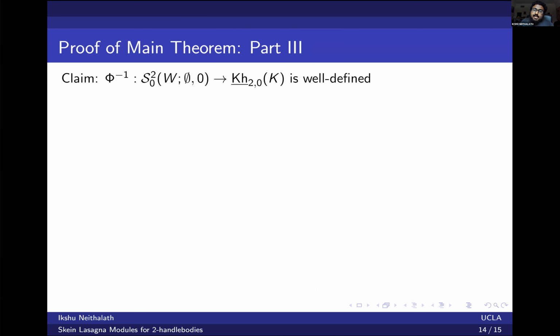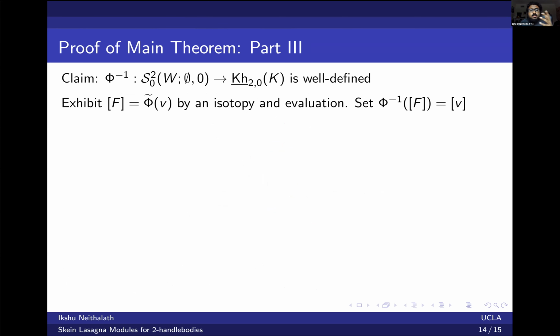All right, this is maybe a little bit harder to see just in a short talk like this, but I'll just briefly explain how it kind of works. So roughly what we want to do is, given a class of some lasagna filling F, its class, the class of F in the Skein Lasagna module.